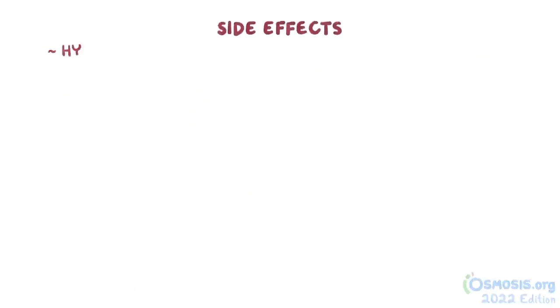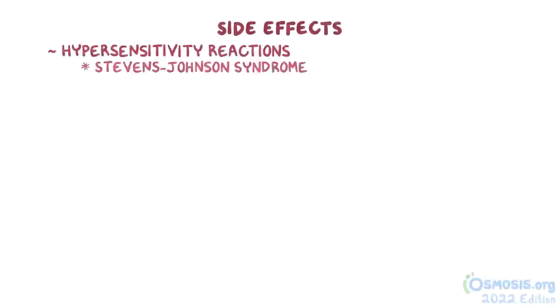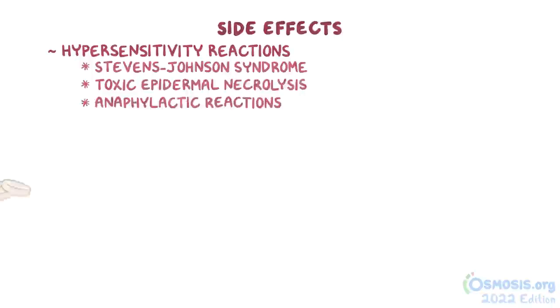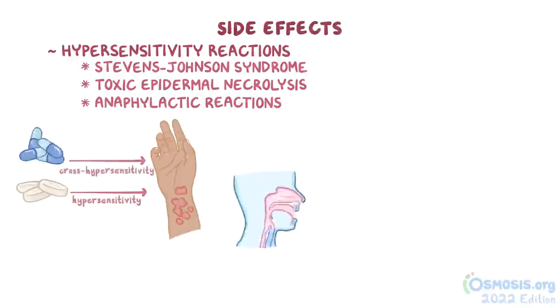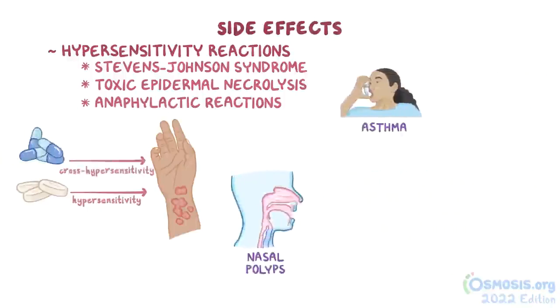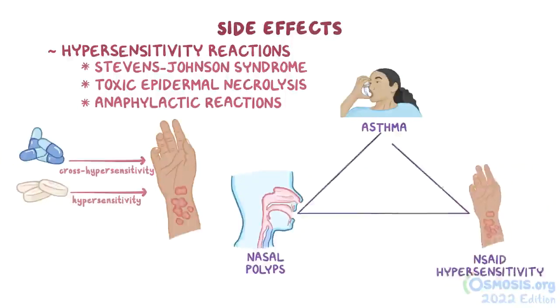Other side effects include hypersensitivity reactions that could lead to conditions such as Stevens-Johnson syndrome, toxic epidermal necrolysis, and anaphylactic reactions. It's also important to note that individuals who experience hypersensitivity to one NSAID can also experience the same reaction when taking other NSAIDs due to cross-hypersensitivity. People with nasal polyps and asthma are also more likely to experience NSAID hypersensitivity, and these three together are called Samter's triad, or aspirin-exacerbated respiratory disease.